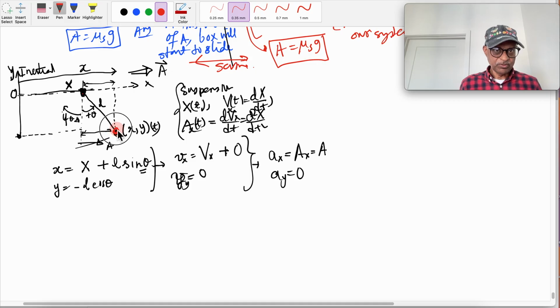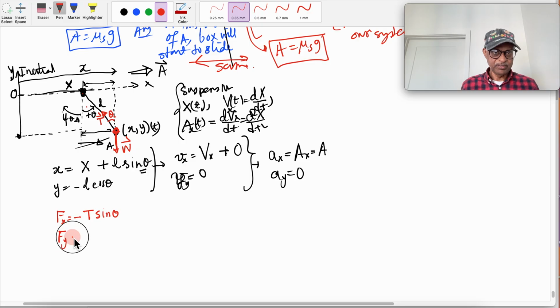So what's the force on this? Well, one is the weight, and one is the tension in the string. And this theta is the same as that theta. So the force along the x direction is minus T sine theta. The force in the y direction is T cosine theta minus mg.